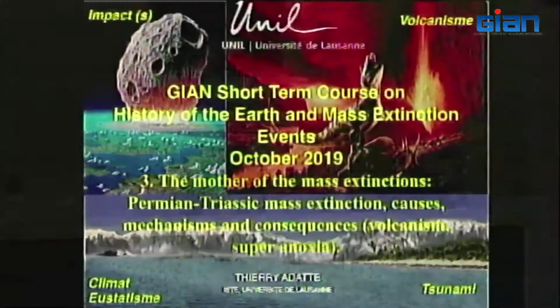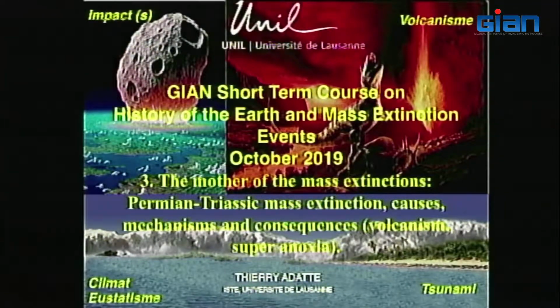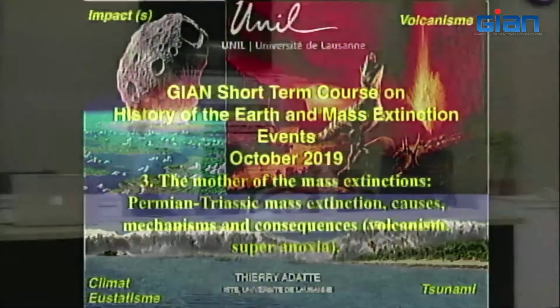And now let me talk before the break a little bit about what happens before this Permian-Triassic mass extinction. This mass extinction was the biggest, the largest that we know. Almost 96% of the species were disappearing. 96%. This is almost everything. And at least in the marine domain. We don't know so much about the continental domain. 96%, this is really a lot.